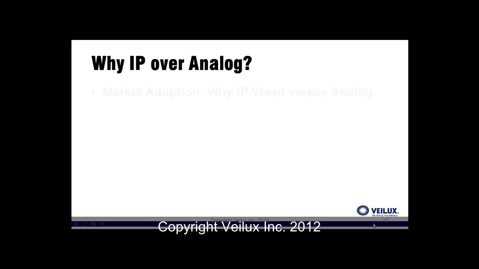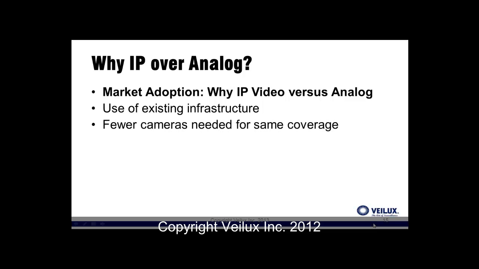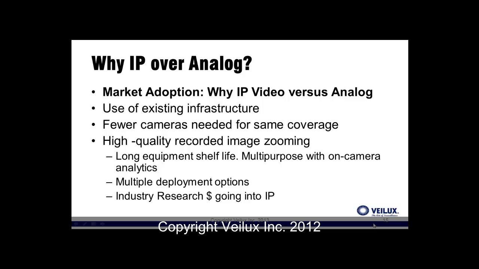Why IP over analog? Market adoption. Use of existing infrastructure. Fewer cameras needed for the same coverage. High quality recording images, zooming, long equipment shelf life, multi-purpose use with on-camera analytics, and multiple deployment options. Industry research money is going into IP.